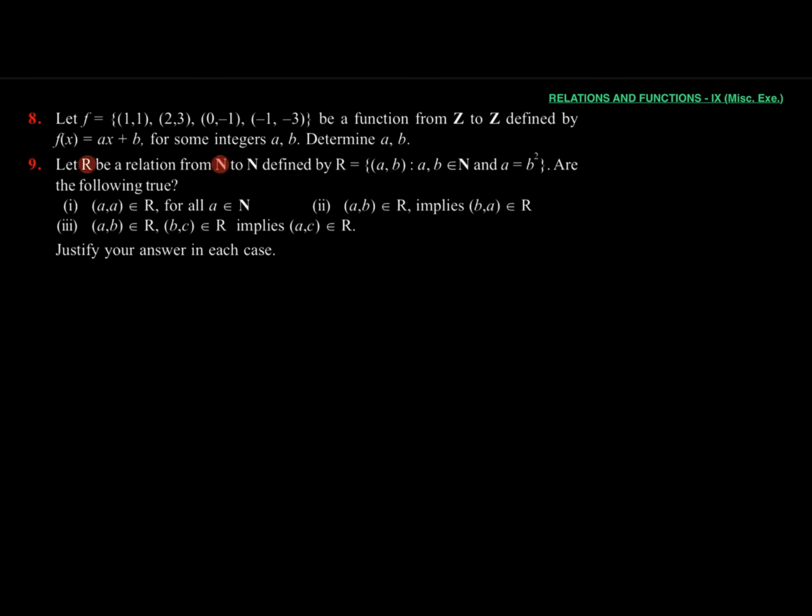Towards the next question. Let R be a relation from N to N defined by R is equal to the set of a comma b such that a, b belong to natural numbers and a is equal to b squared. Are the following true? Part number first, a comma a belongs to R for all a belonging to natural numbers. So this is question number 9. Here the given relation is a comma b such that a and b belong to natural numbers and a is equal to b squared.